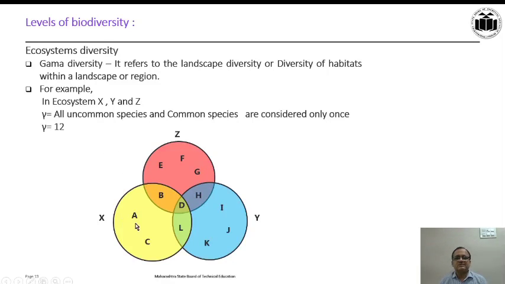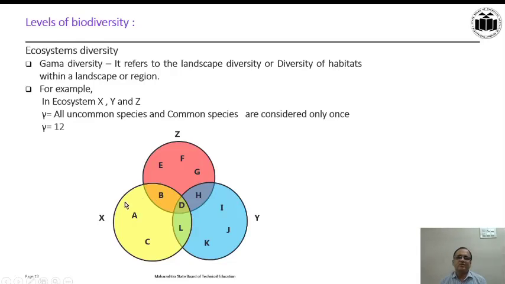So uncommon species in ecosystem X are 2, A and C. Uncommon species in ecosystem Y are 3, I, J and K. And similarly in ecosystem Z, uncommon species are 3, E, F and G. So 2 and 3, 5, plus 3 is equal to 8. So uncommon are 8. Then common species are considered only once.